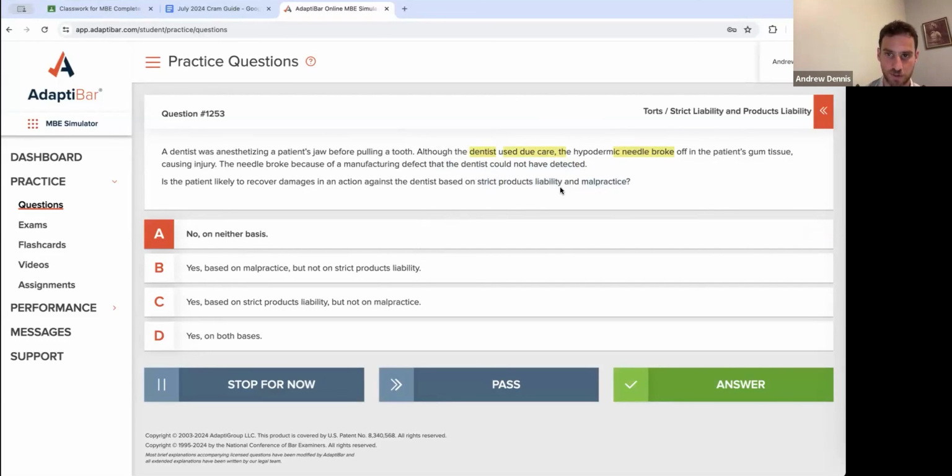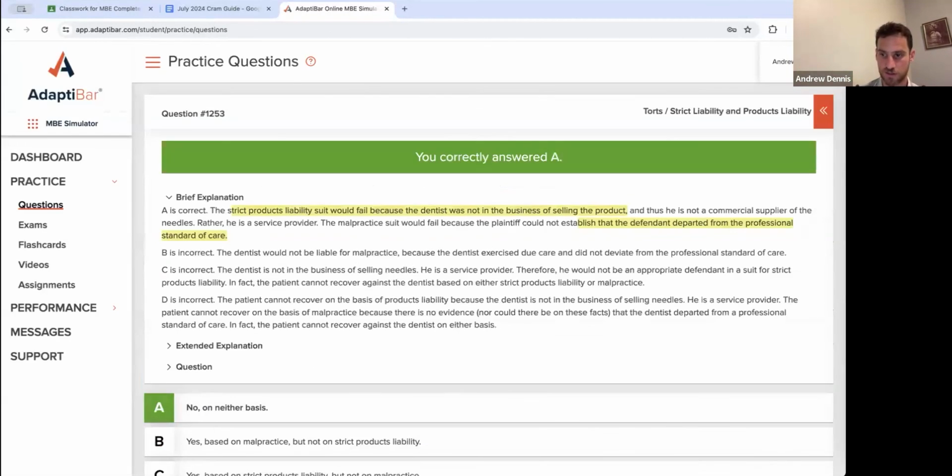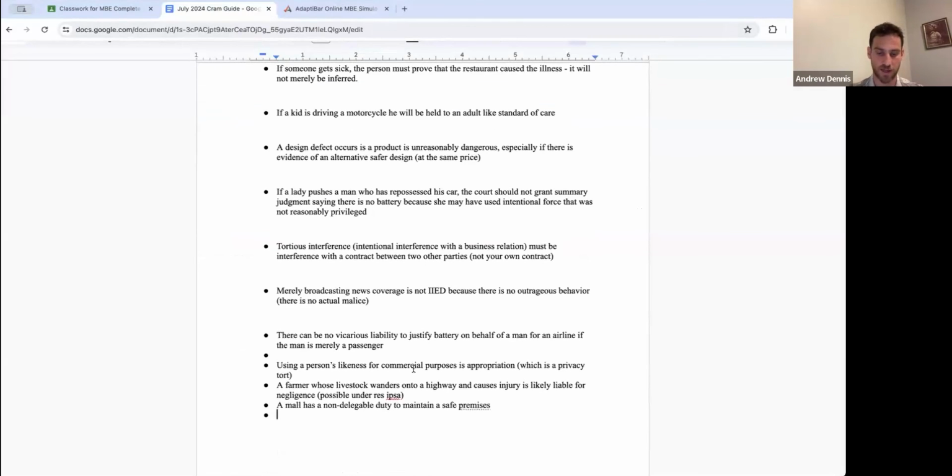So strict product liability will fail because the dentist is not a commercial supplier of the needle, he's a foreseeable user of the needle, and they'll fail on malpractice because it says straight up he used due care. So the answer here, as most of the class chose, will be neither. So we can take away a dentist is a user of a needle, not a supplier.